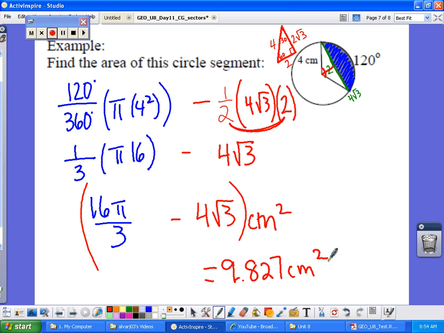centimeters squared. I would probably just leave it like this, because you run the risk of entering it into your calculator wrong or rounding to the wrong decimal or something. But if you're adamant that you have to have decimals, there you go. Good luck. Look over this, and we'll come back tomorrow and practice.